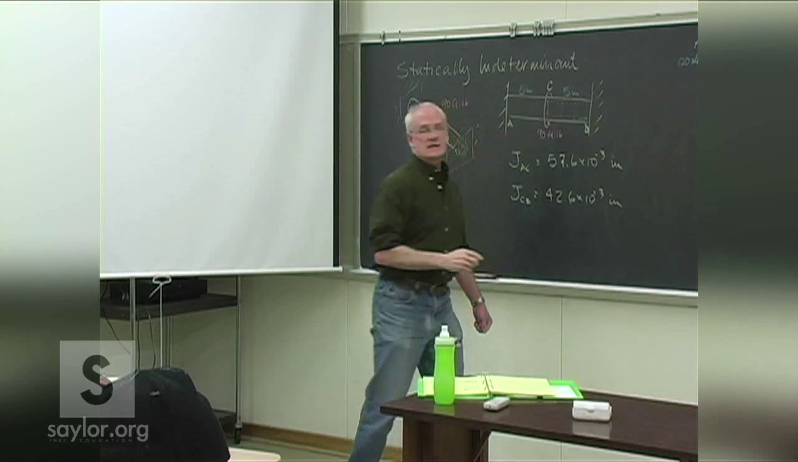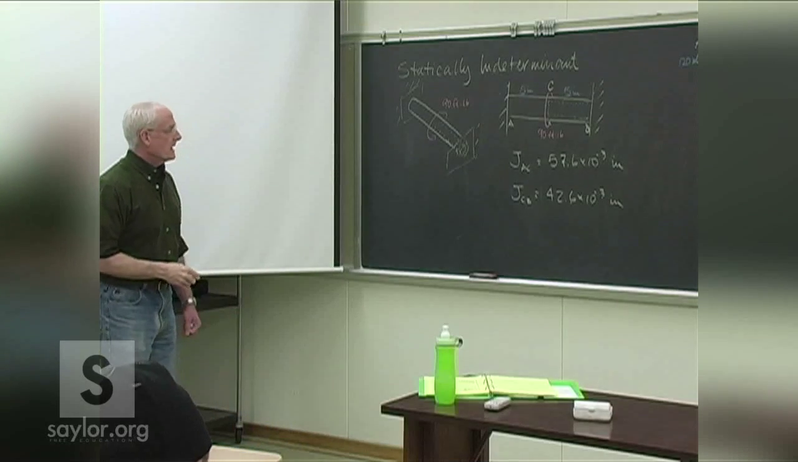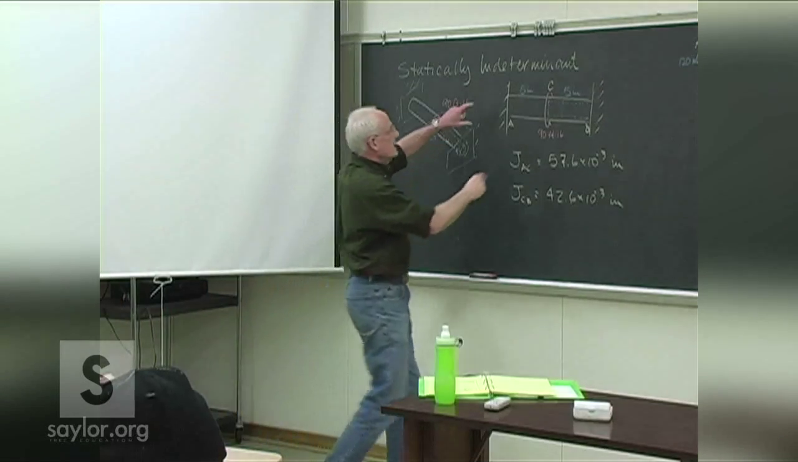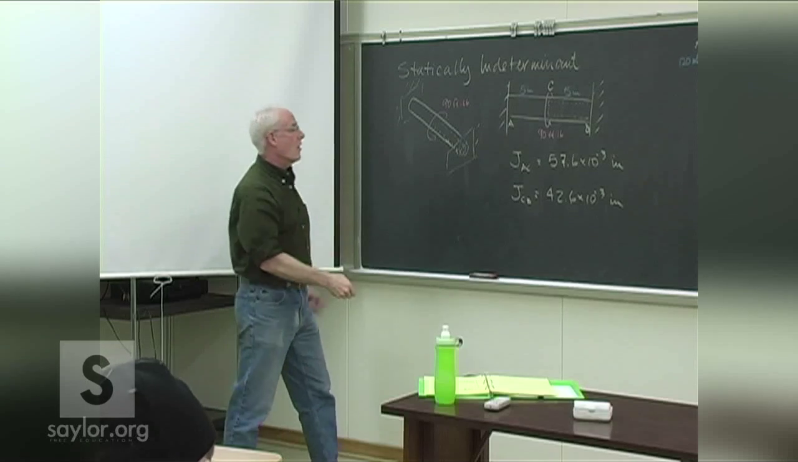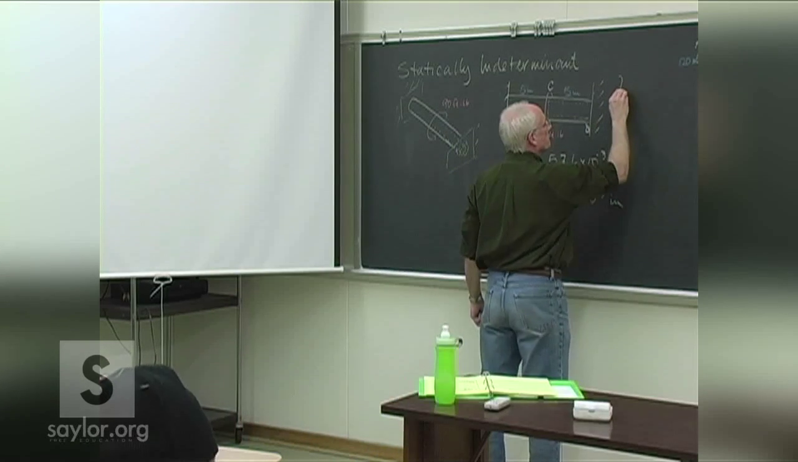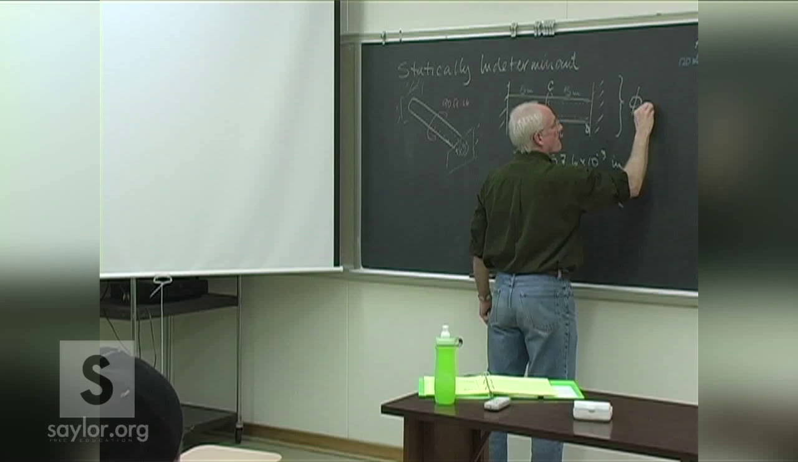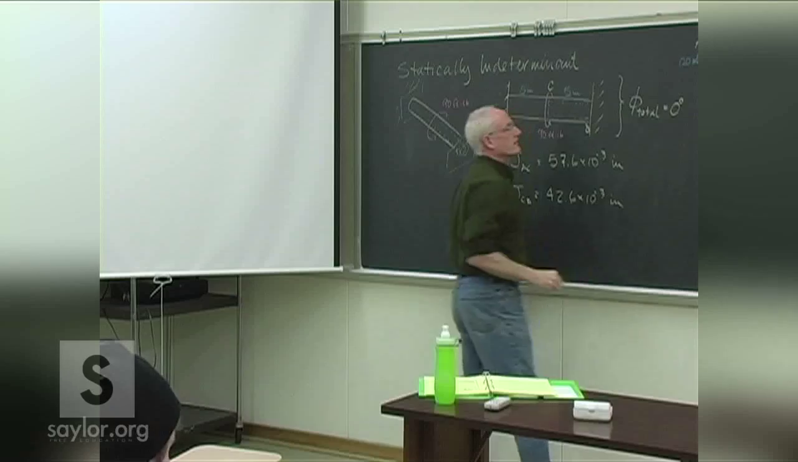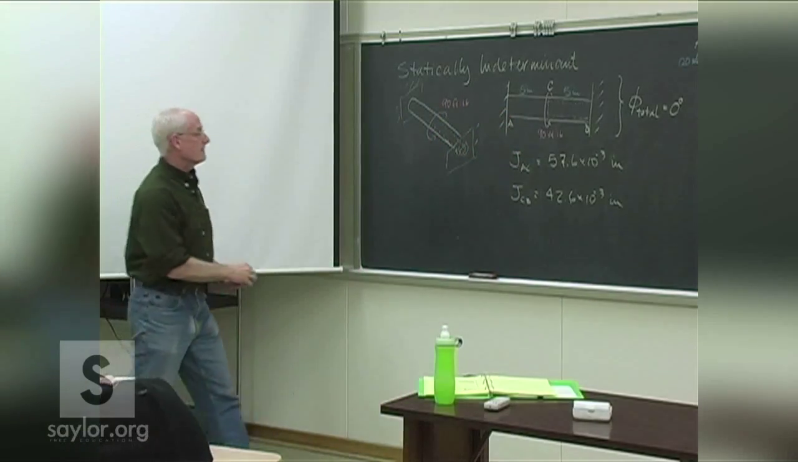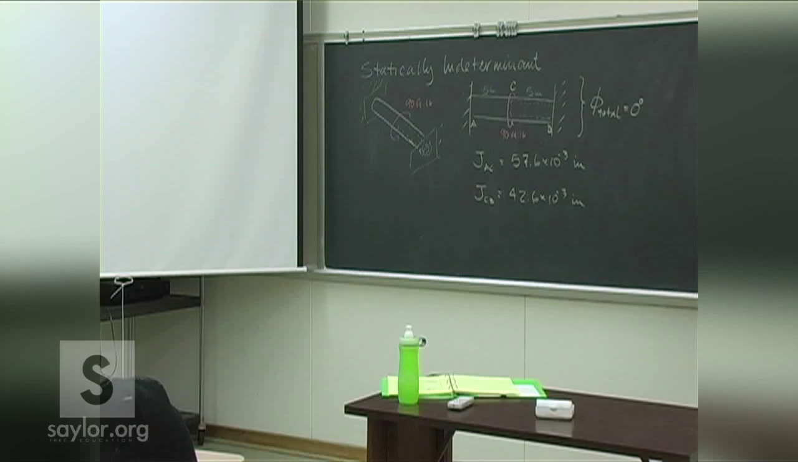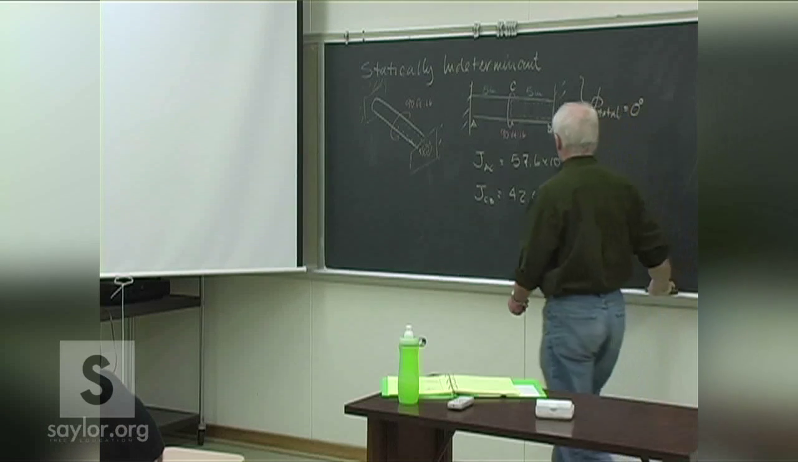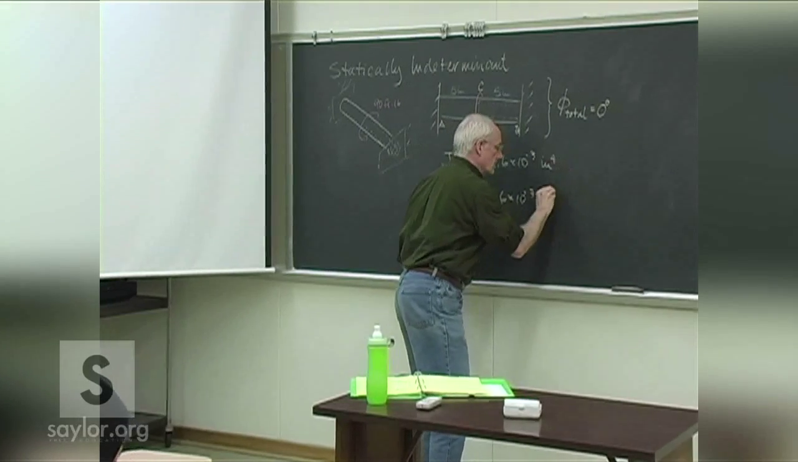The way we get out of the static indeterminacy of this is the fact that because it's mounted at two ends, two rigid ends, there's no overall total deflection. Using that, we'll be able to come up with another equation. In fact, essentially that is the other equation, and we can then solve the problem, find the reactions at the walls. Shouldn't the J values be inches to the fourth? Oh, yeah, sorry, inches to the fourth.